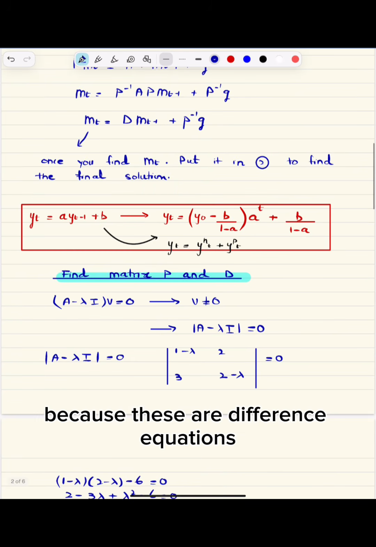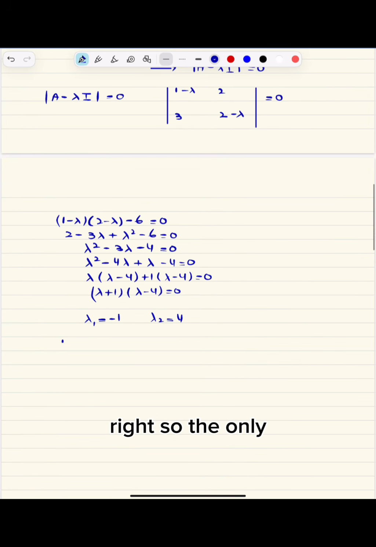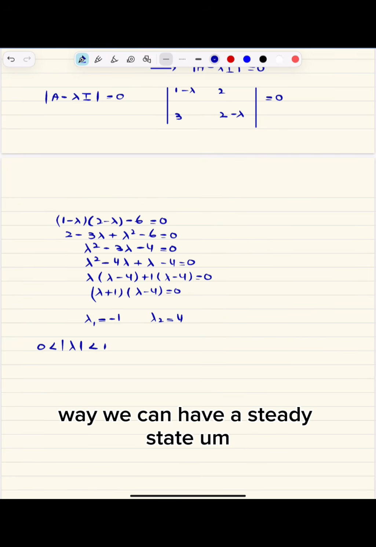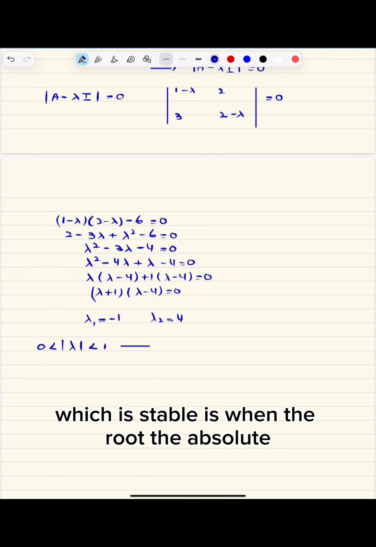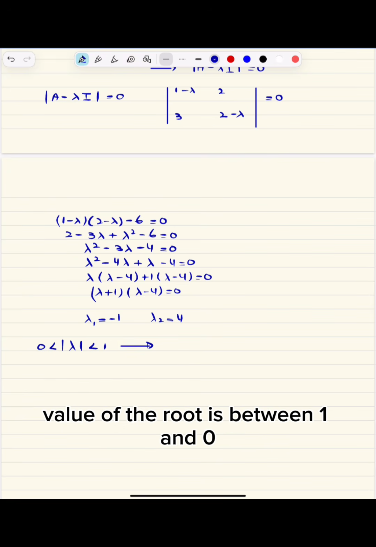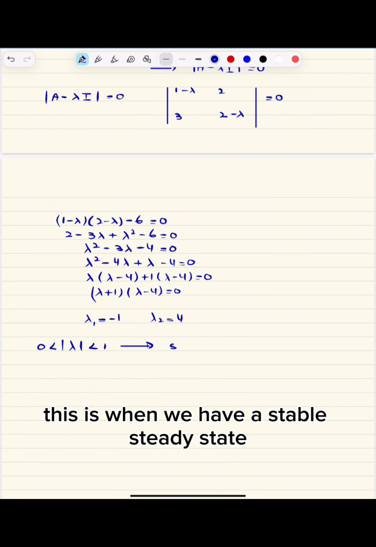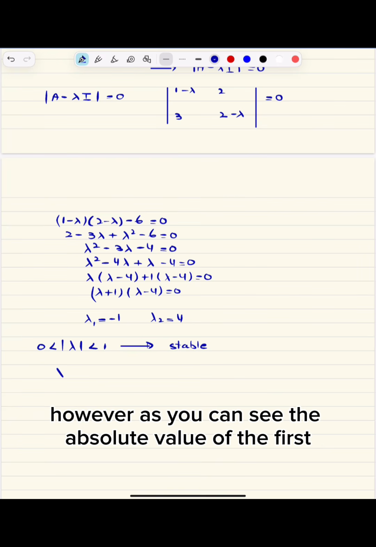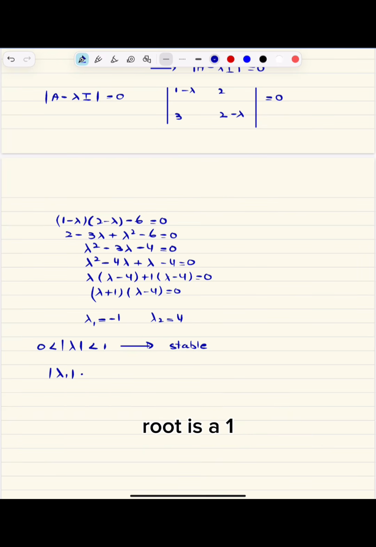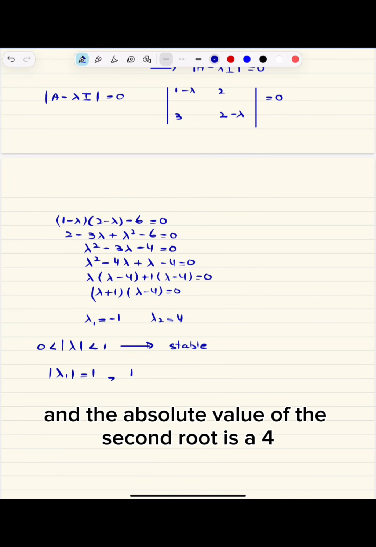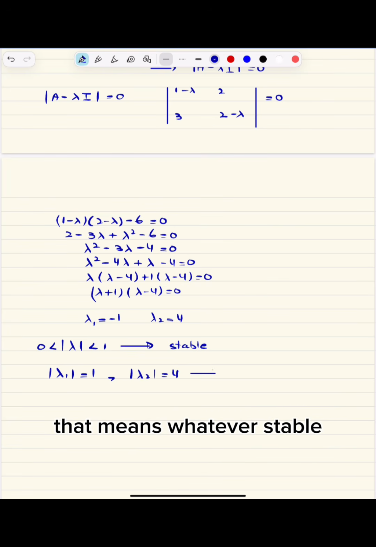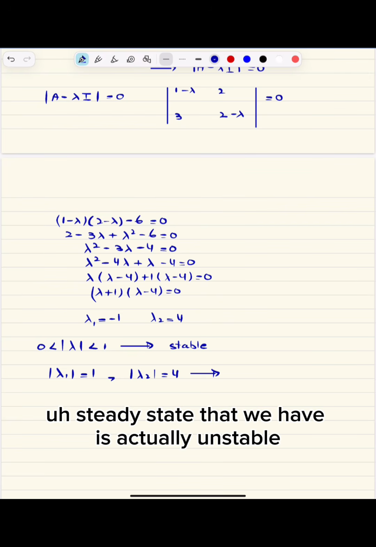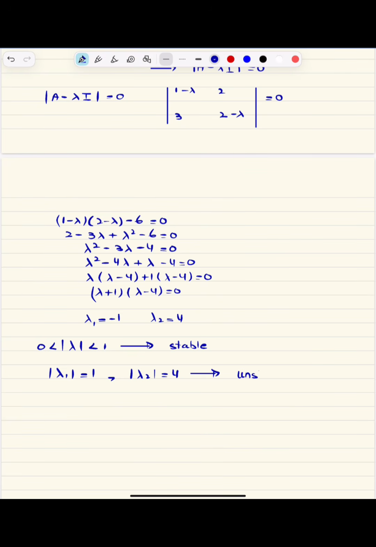because these are difference equations, right? So the only way we can have a steady state which is stable is when the absolute value of the root is between 1 and 0. This is when we have a stable steady state. However, as you can see, the absolute value of the first root is 1 and the absolute value of the second root is 4. That means whatever steady state that we have is actually unstable.